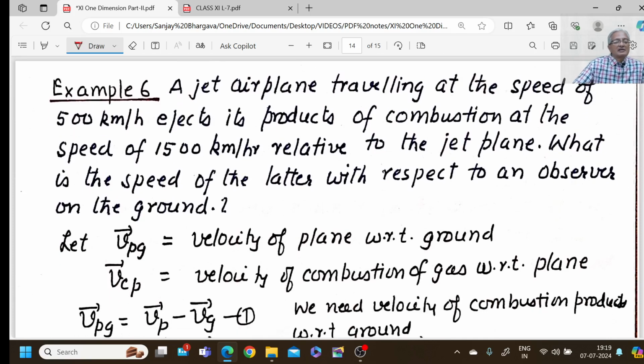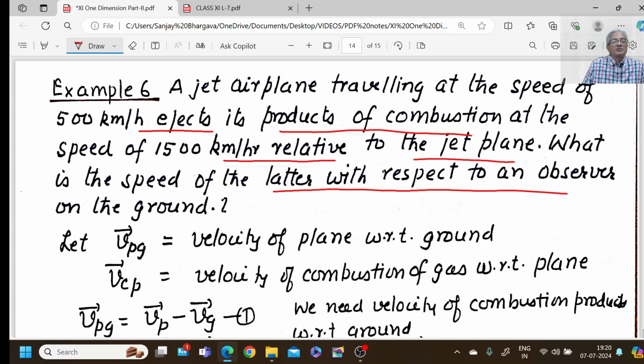Example number 6. A jet airplane traveling at a speed of 500 km per hour ejects its products of combustion at a speed of 1500 km per hour relative to the jet plane. What is the speed of the latter with respect to an observer on the ground? So what are we given?